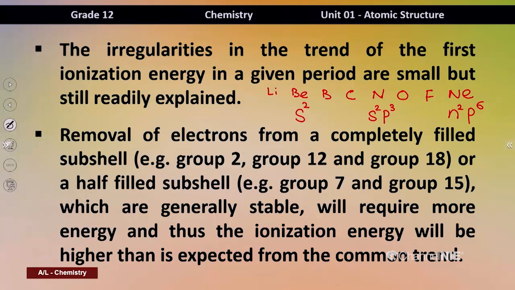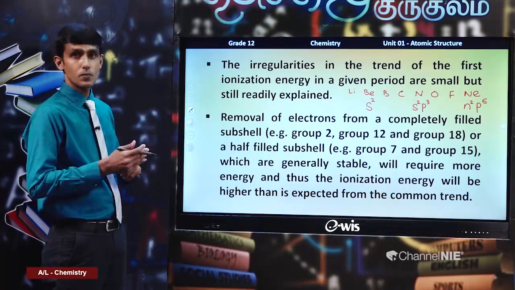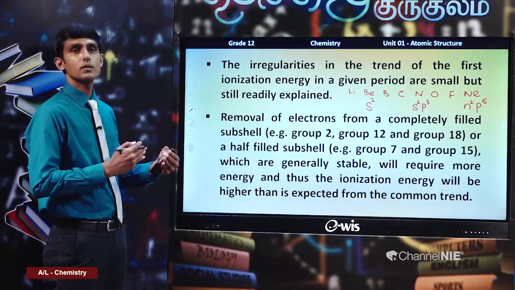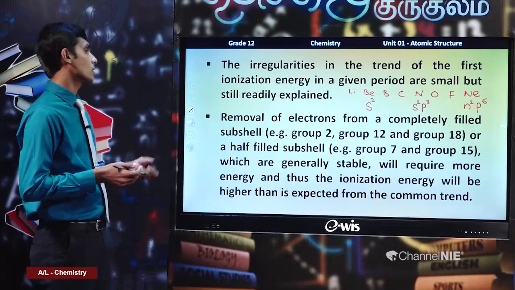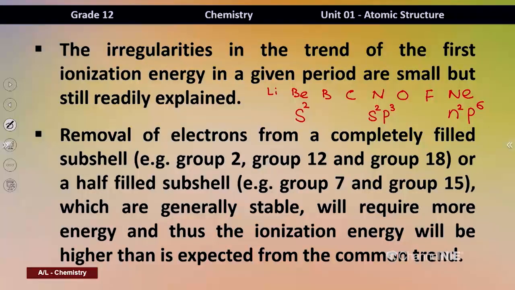And exactly half filled subshell: group 7, that means the D5 configuration is half filled there, and group 15 with S2P3 configuration. In these types of groups, we can expect somewhat larger values than the expected values. That is due to the relatively stable electron configurations. They are generally stable, so they will require more energy, thus the ionization energy will be higher than the expected value, or there is a deviation from the common trend.